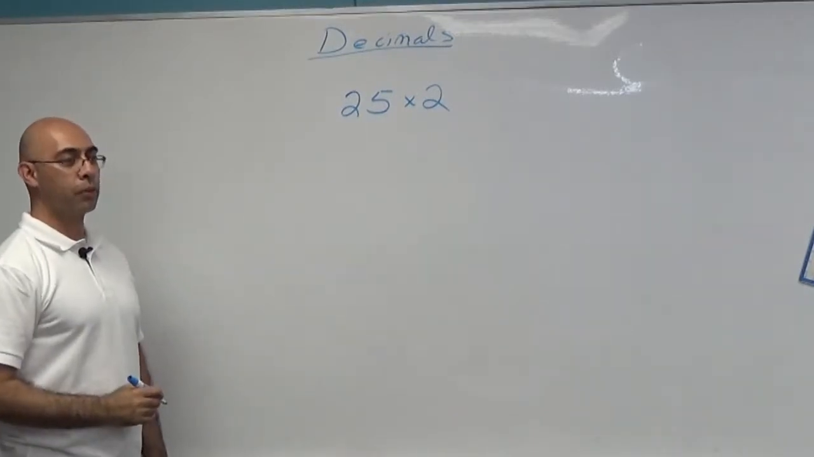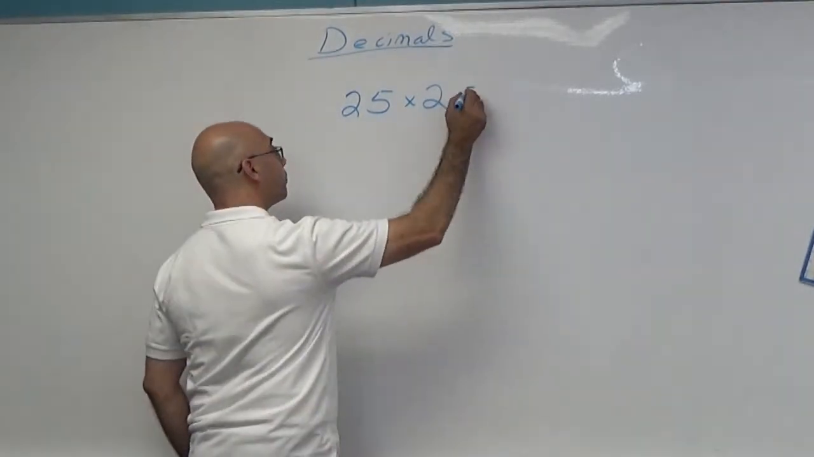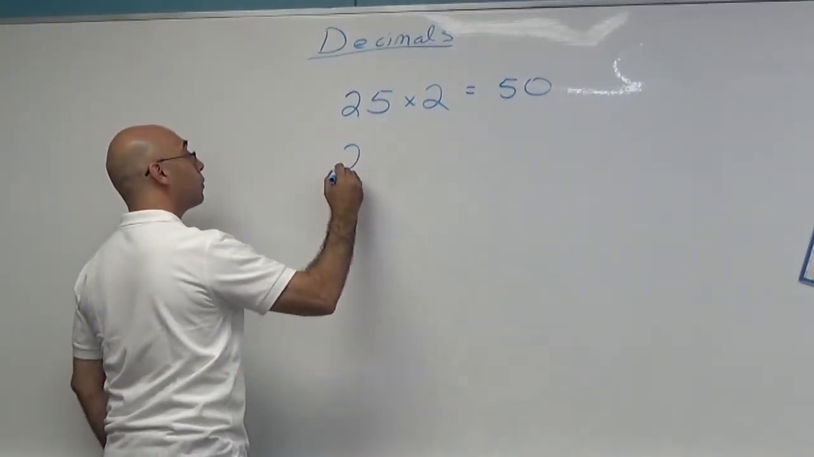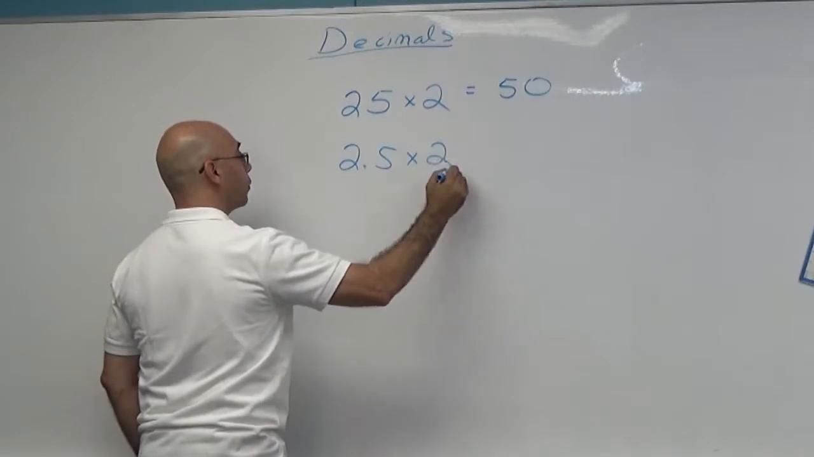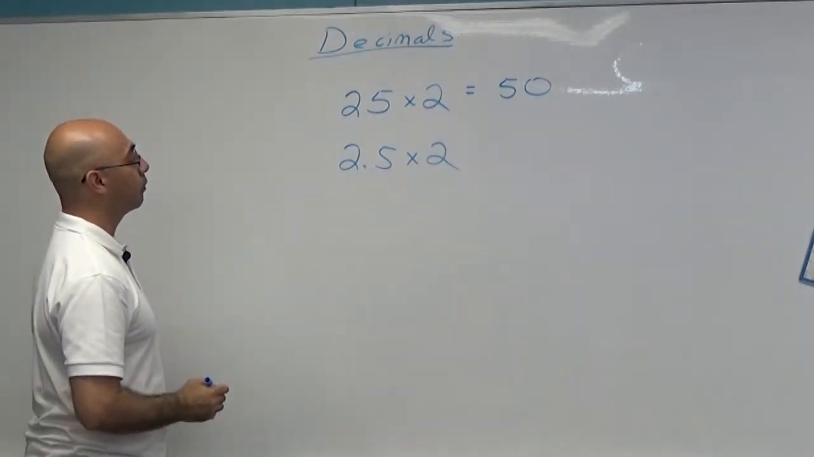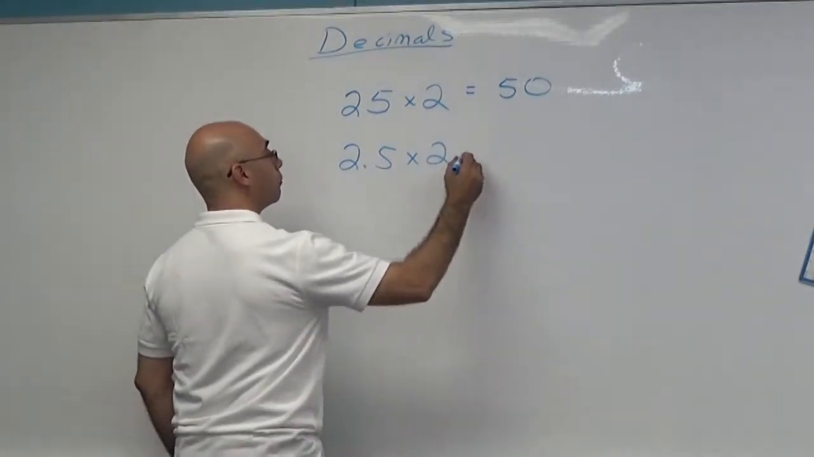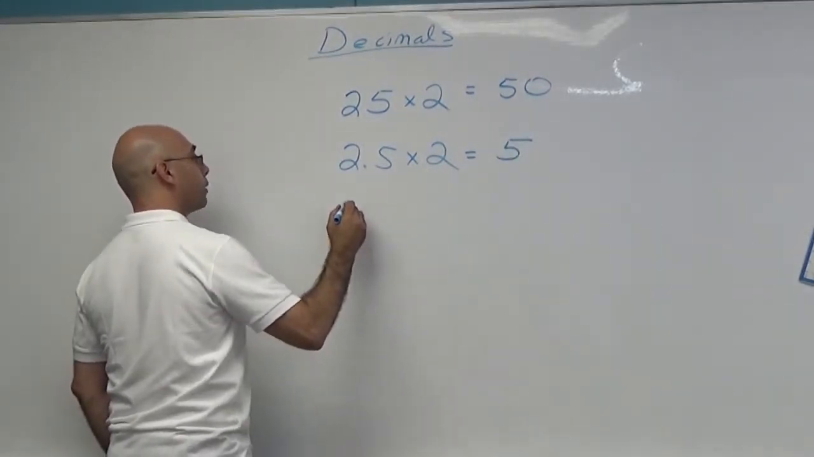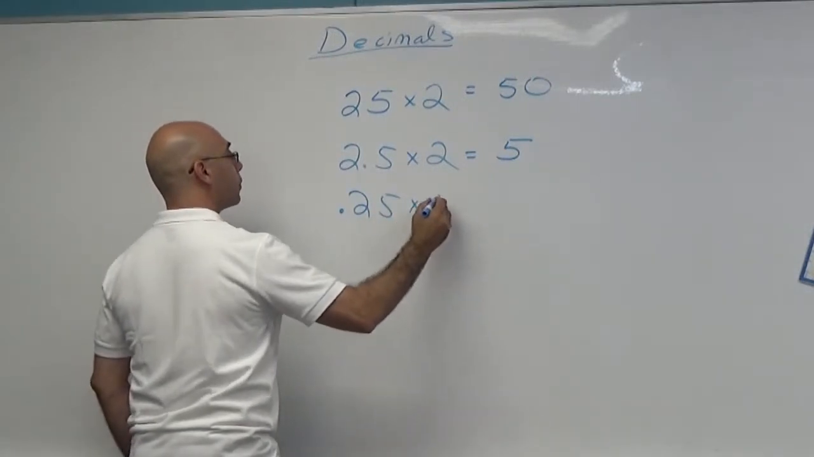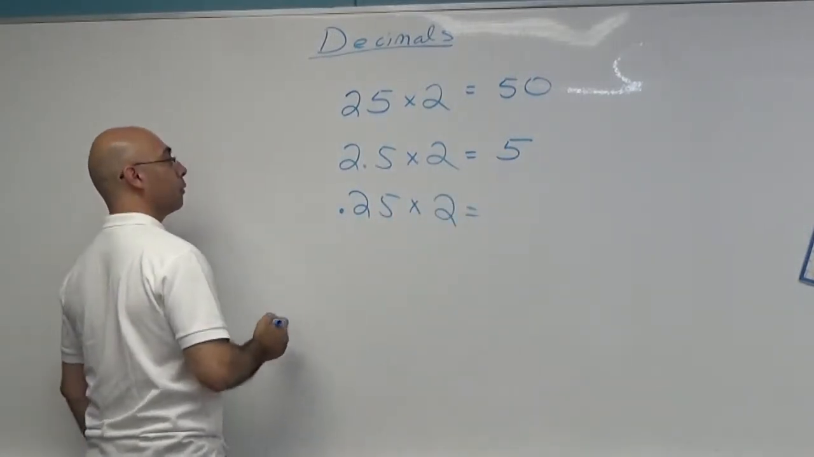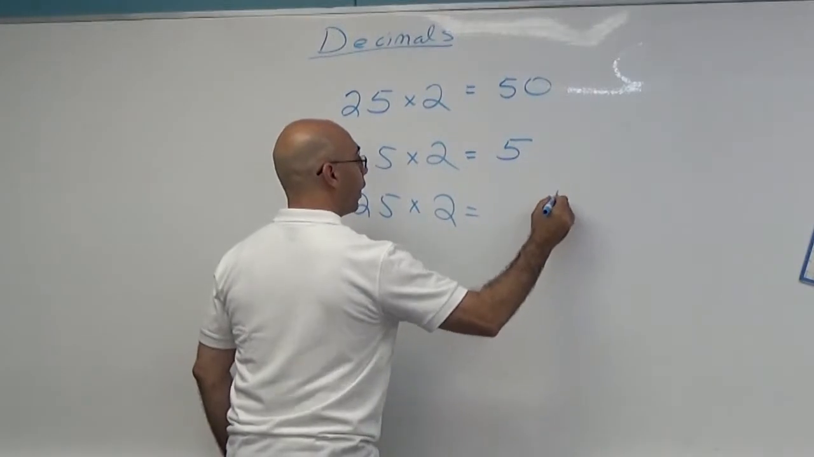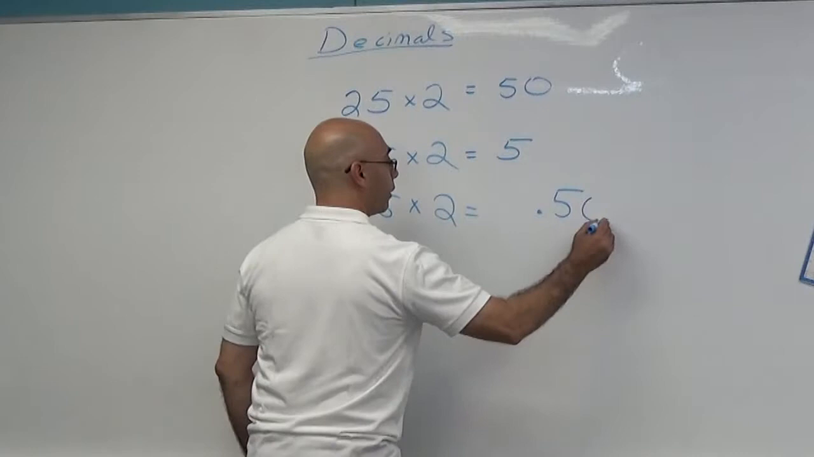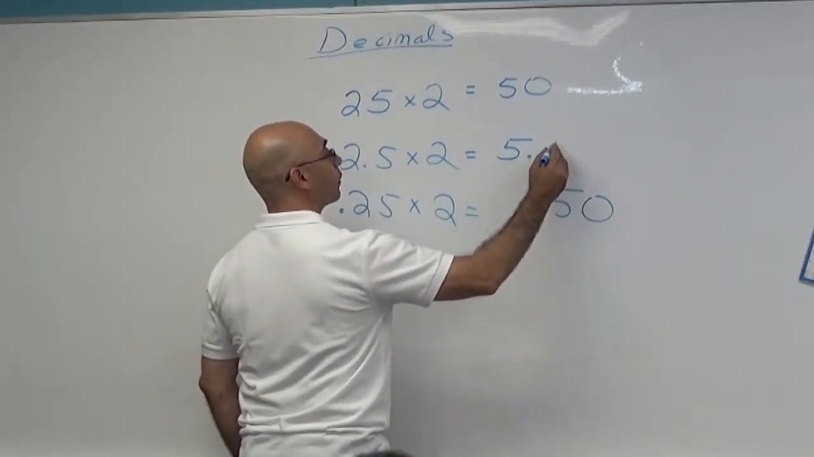What's 25 times 2? 50. What's 2.5 times 2? 5. What's 0.25 times 2? 0.5. Or 0.50 if you like. You can write it as 5.0.